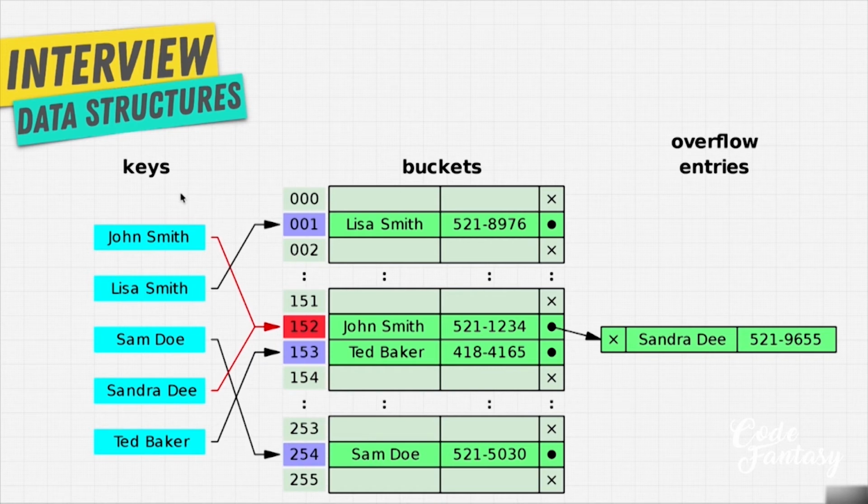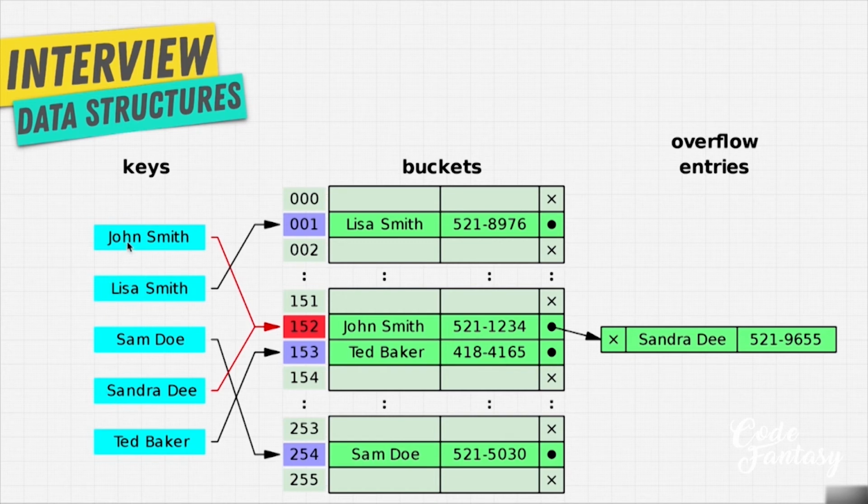We have the keys. Let's say we're inserting the name and the phone number of a user. And we initially place John Smith. This key gets hashed, gets placed in the address space of 152, and gets stored. Remember how I said it actually stores both keys and values? It stores in something called buckets, John Smith, with the value, that is its phone number, right here. And then we keep going with Lisa Smith, then Sam Doe, then Sandra.